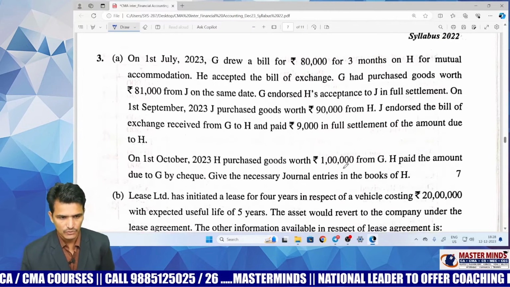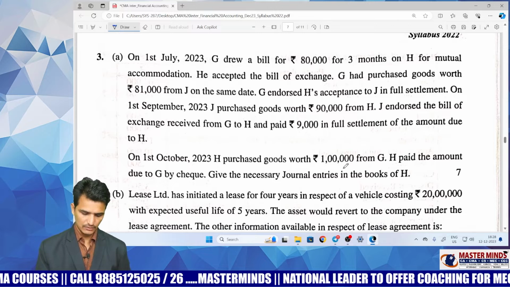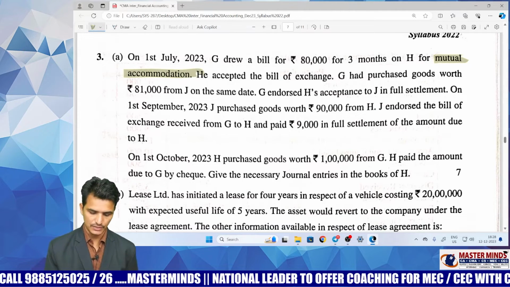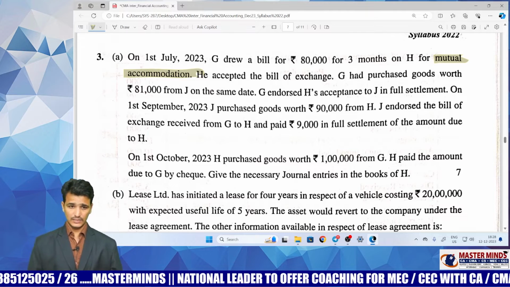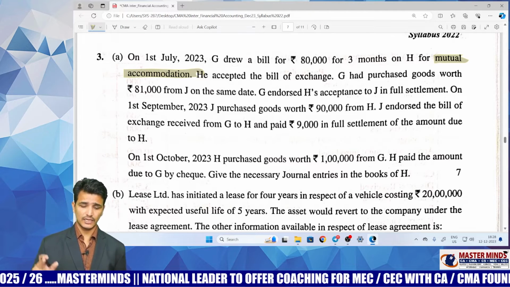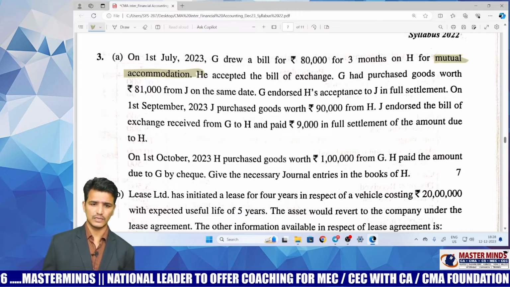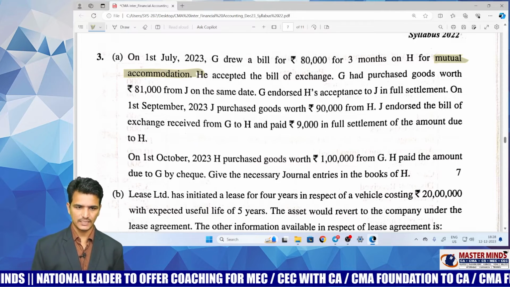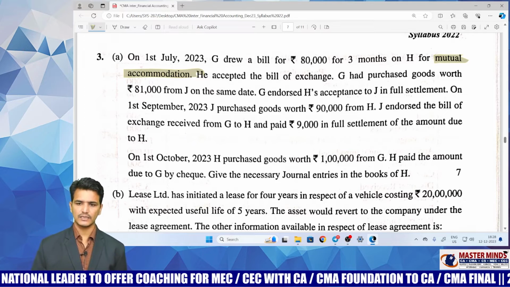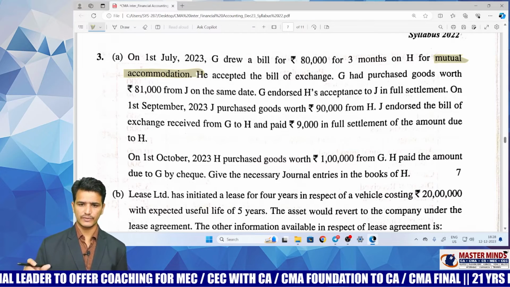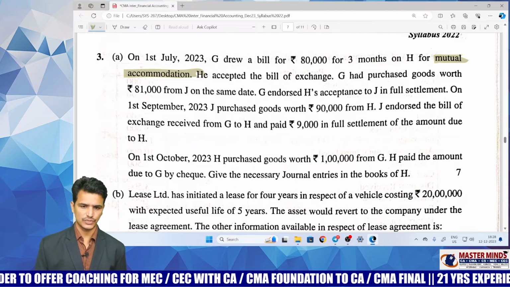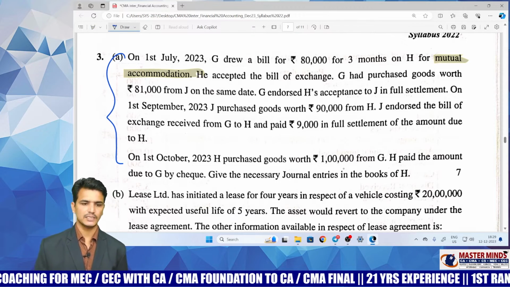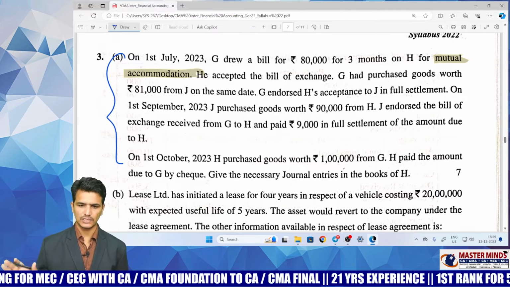And next, coming to question number 3a, which is related to bills of exchange based on mutual accommodation. These types of questions are covered in the CA Foundation study material, and those questions have been given in our examination. If you have command over the journal entries in case of bills of exchange, you can comfortably answer this question. Basically, you can answer this question only if you have command over the journal entries.